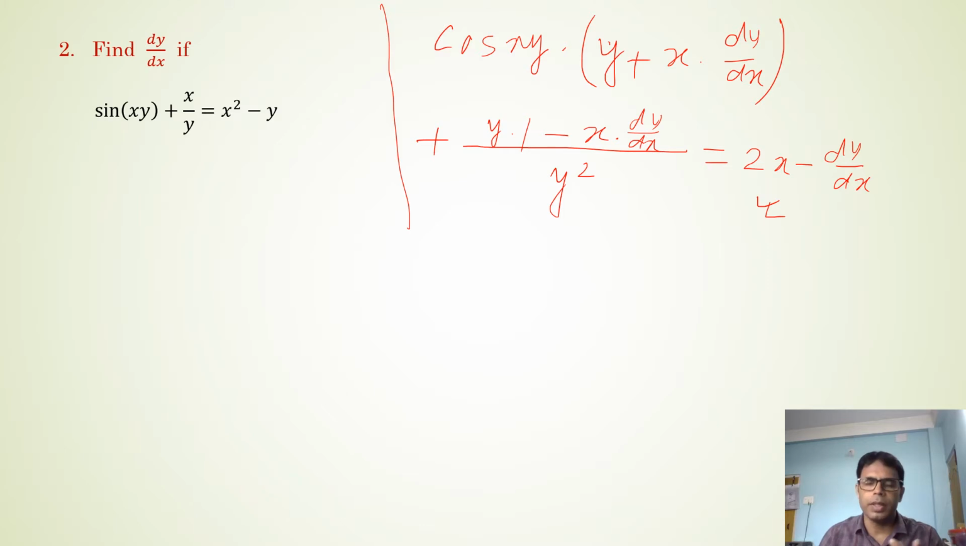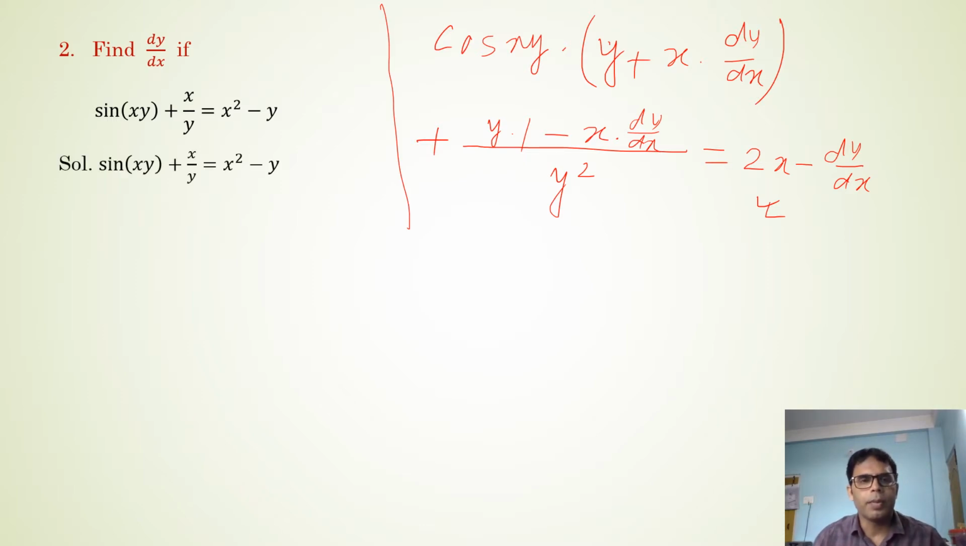Now you just complete the products and take LCMs, then take dy/dx common on the left hand side, and finally you divide by the coefficient of dy/dx on the left side as a denominator of the right side. So that is the solution for the question. So you see the answer here.